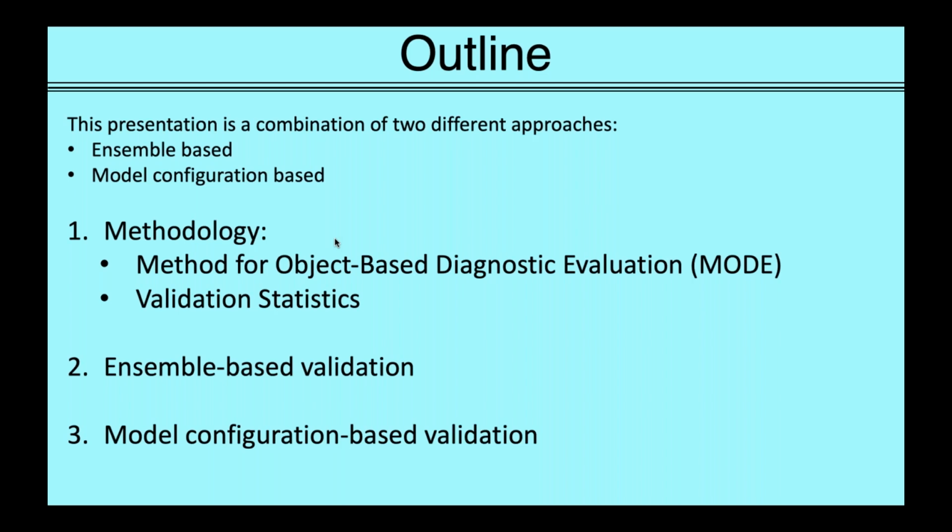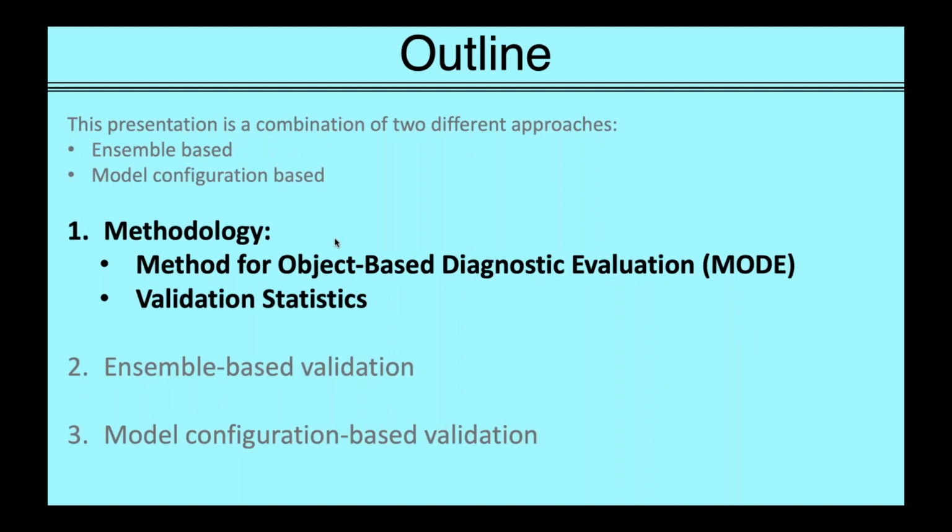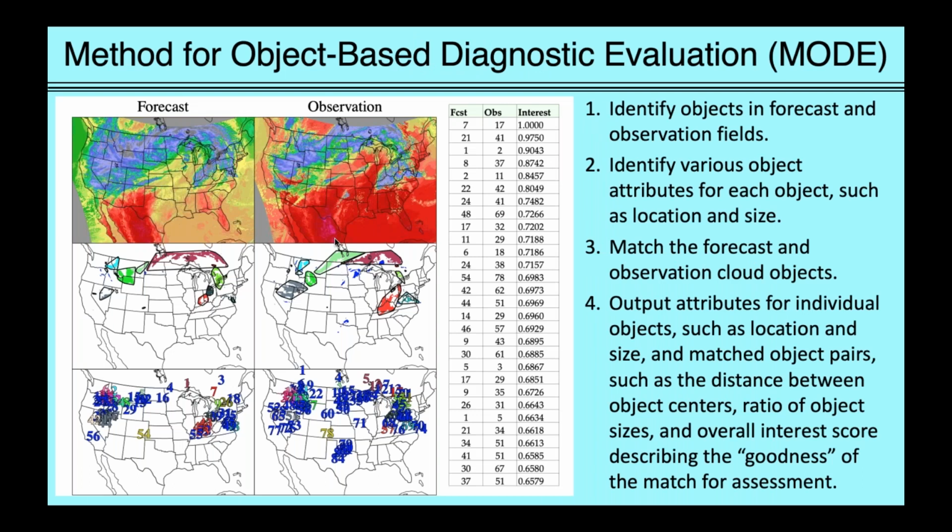So just for an outline, I'm going to give you some methodology that's used in both approaches. As Tara said, one of the things that we rely on a lot is the method for object-based diagnostic evaluation, or MODE. And I'm also going to just briefly present some of the validation statistics. And then we'll go into our ensemble-based validation and then our model configuration-based validation. So just starting with our methodology, for those of you who are unfamiliar with MODE, it is a method to identify objects in forecast and observation fields. So in this image on the left, we have forecast and observation brightness temperatures.